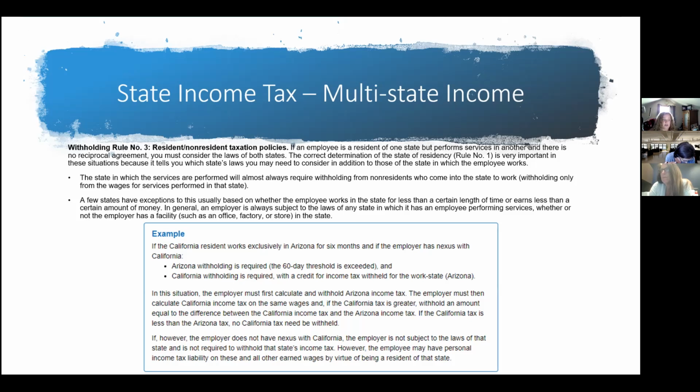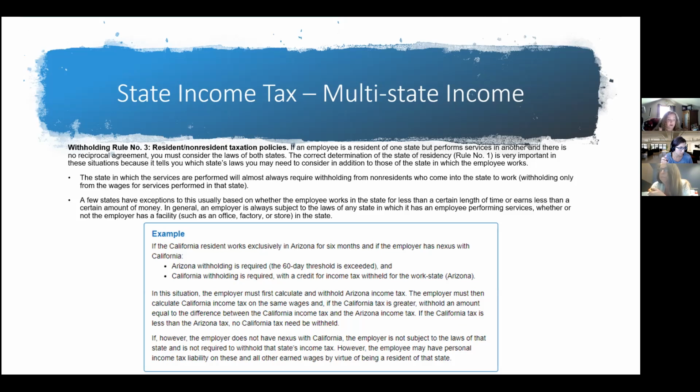So as a quick example, a California resident works exclusively in Arizona for 6 months, and if the employee has nexus with California, Arizona withholding is required. The 60-day threshold is exceeded. That's what I'm talking about, where every single state has a different rule as to when and if you have to withhold. Some states say, if you're only going to work in my state for a few days, I don't even want to know about it. Other states, on the other hand, say, if you step foot in my state and perform a service, I want your tax money. It just depends on the state, and every state is different, which is what makes this a very big challenge.